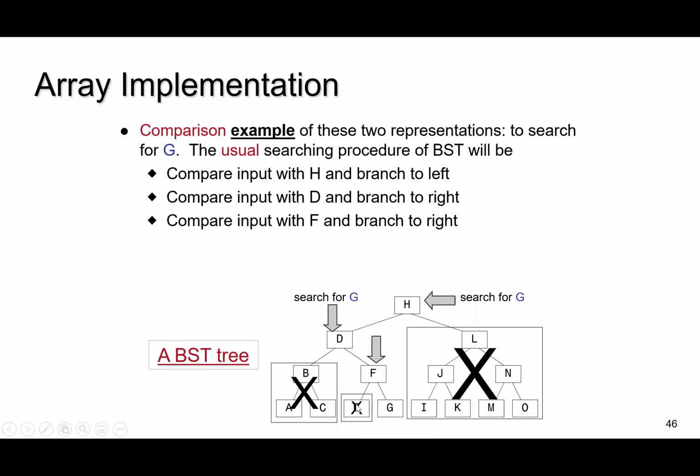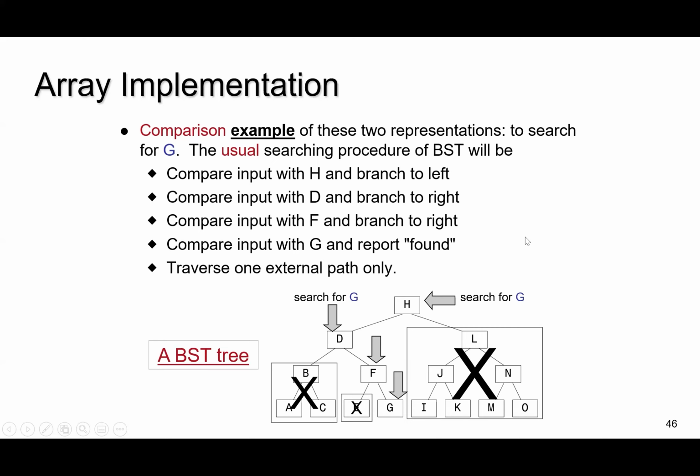Okay? And then the next one that I'm going to compare with will be the node on the right-hand side of F, which is actually G. So when I compare with my target value G, it's the same. So I finally find my target value on the right-hand side here, right? Okay. So this is how we look for an item in a BST, right?